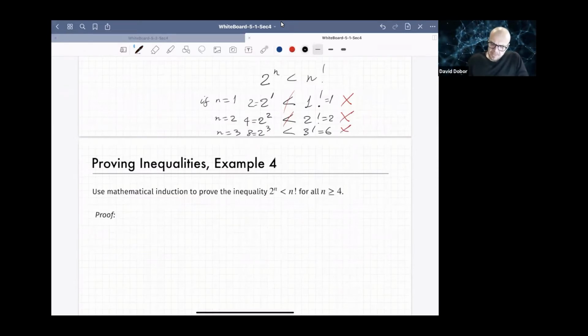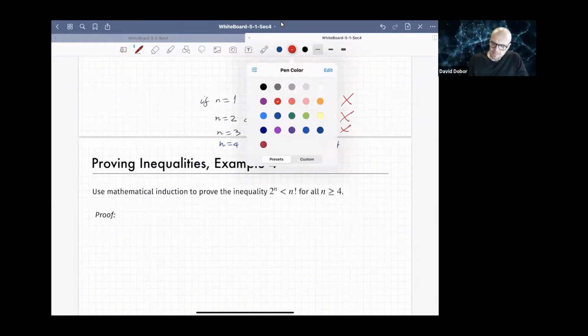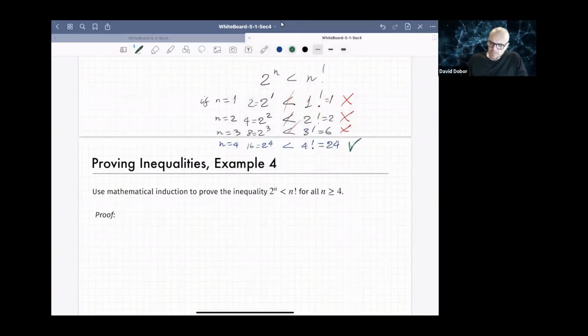But when n is 4, okay, 2 to the fourth, which is 16, is going to be smaller than 4 factorial, which is 24, because 4 factorial is 3 factorial times 4. So 1 times 2 times 3 times 4, that's going to be 24. So that checks out. Now, what this problem is asking us to prove is that this pattern continues. Okay, it didn't hold for n equals 1, 2, 3, but when you hit n equals 4 and onward, this inequality will hold.